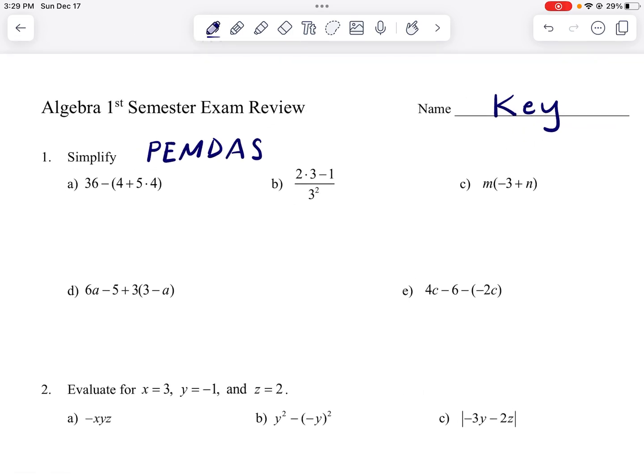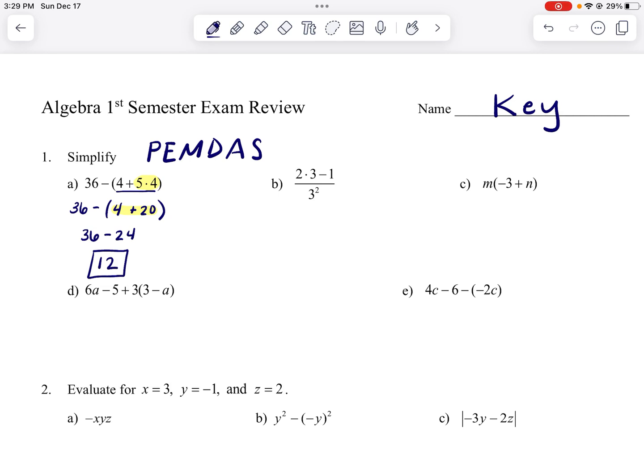So when I look at this first one, we want to start with our parentheses, and I want to do the multiplication inside first. So this is 36 minus parentheses 4 plus 20. Again, I still have the parentheses, so 4 plus 20 is 24. So 36 minus 24. Once you get the single number, you don't need the parentheses anymore. And we get that the answer is 12.